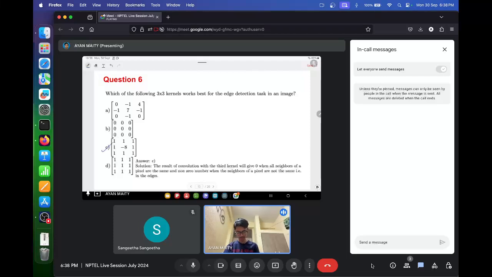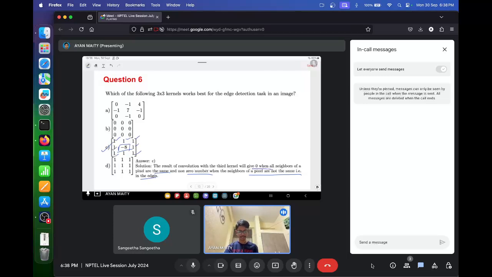So in this kernel, this kernel will give 0 when all the neighboring pixels are the same, and non-zero when the neighbors of a pixel are not the same. So that is in the edges. So this is -8, and all the other 8 neighboring elements are 1. So that's why it can detect edges much better than the other kernels.